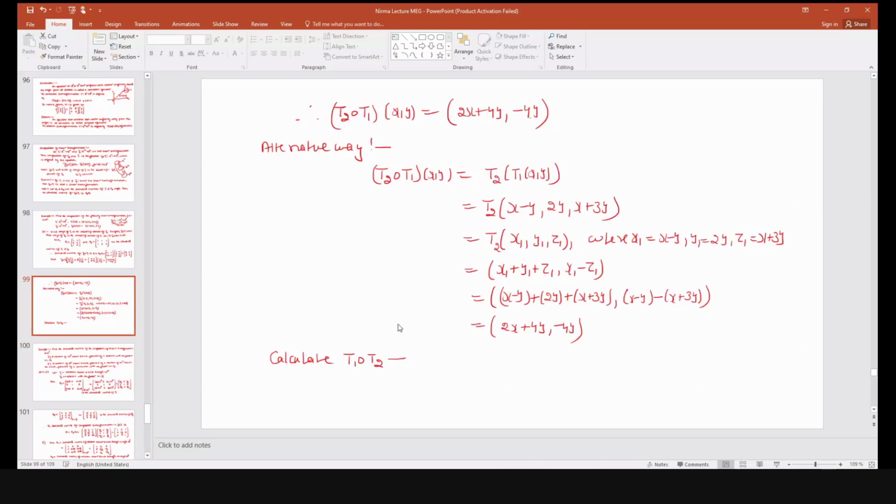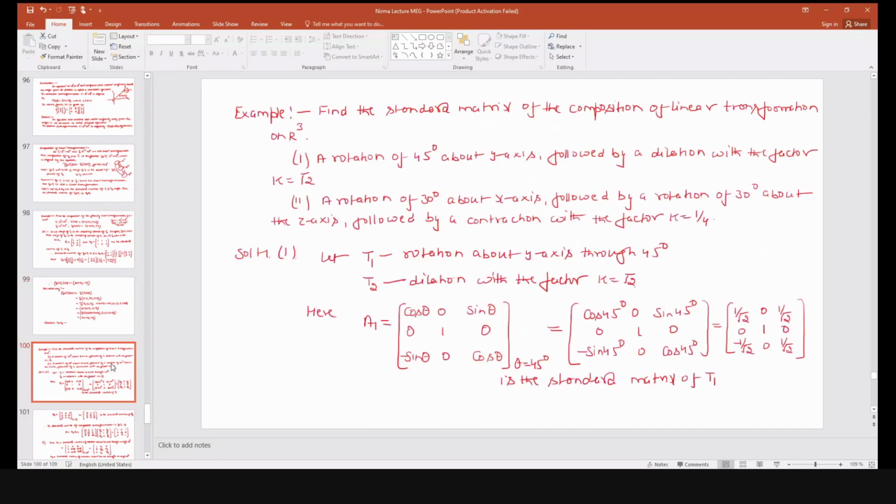Similarly, you can calculate T1 o T2 also. Now find the standard matrix of a composition of linear transformations on R cube. First is a rotation of 45 degrees about the y-axis, followed by a dilation with factor k equal to root 2. So find the standard matrix for this composition.